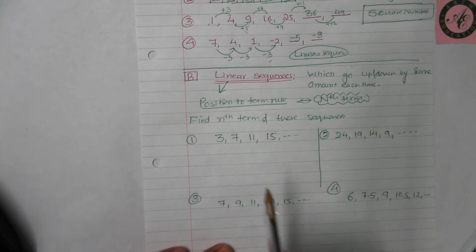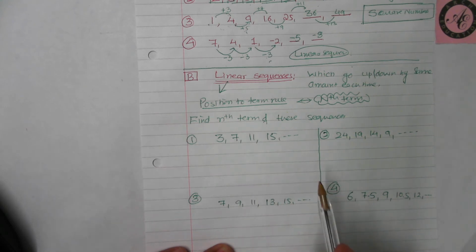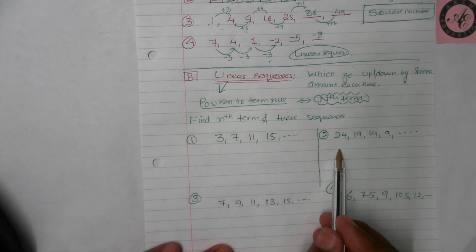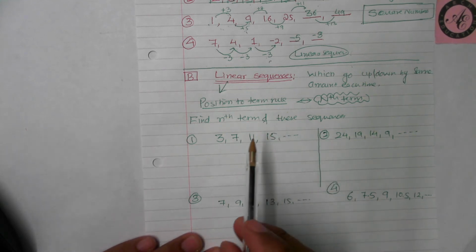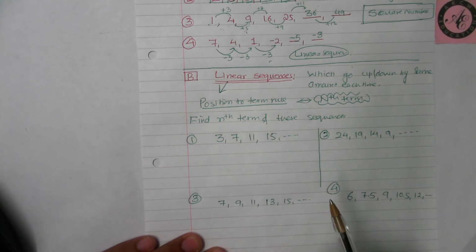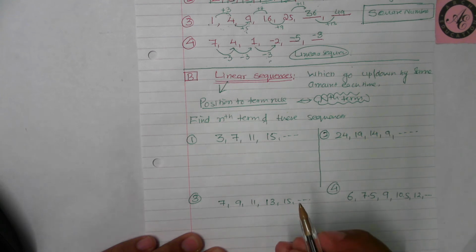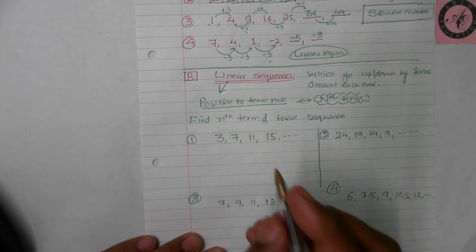Alright guys, there you see 4 linear sequences. I have tried to make sure that they are linear. We're going to find the nth term. So guys, I'm going to tell you the steps. Let's try and understand the mechanical process behind it. Okay, what do you see?